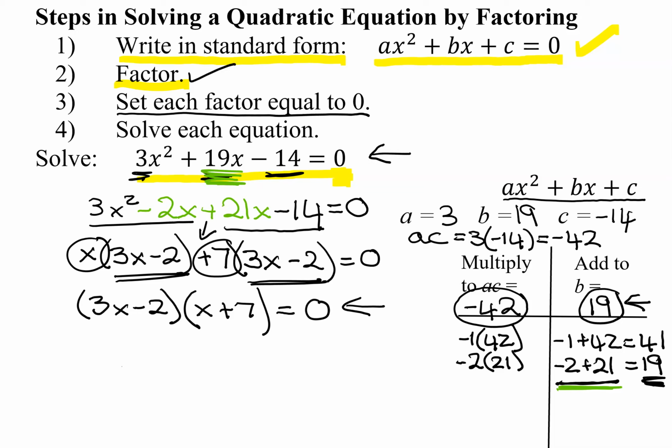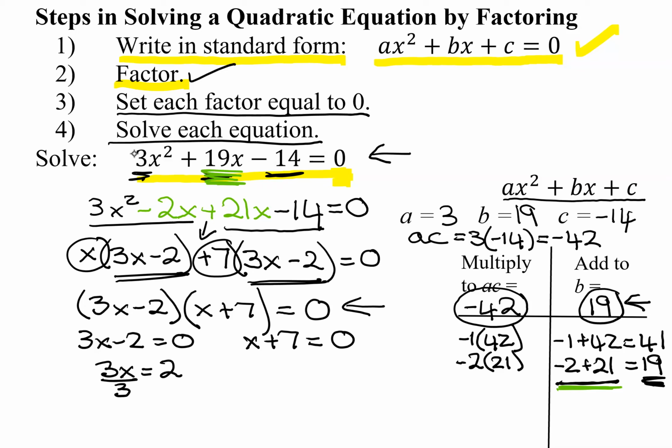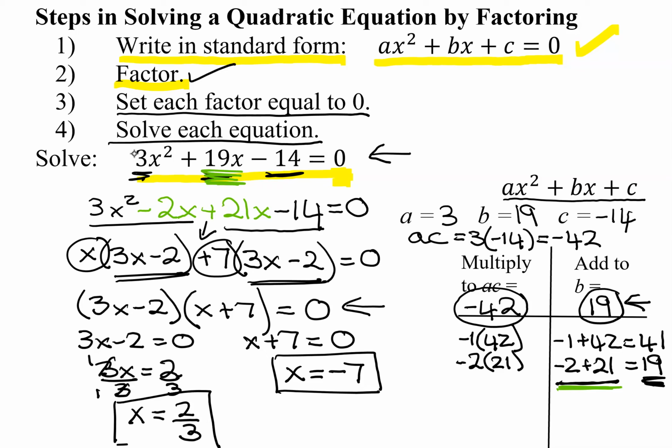Step 3, set each factor equal to 0. 3x minus 2 equals 0. X plus 7 equals 0. And then solve each of these equations. So on the first one, I'm going to add 2 to both sides, and then divide both sides by 3. So I get x equals 2/3. The second equation, just subtract 7 from both sides. X equals negative 7. So there are my two solutions to this quadratic equation.